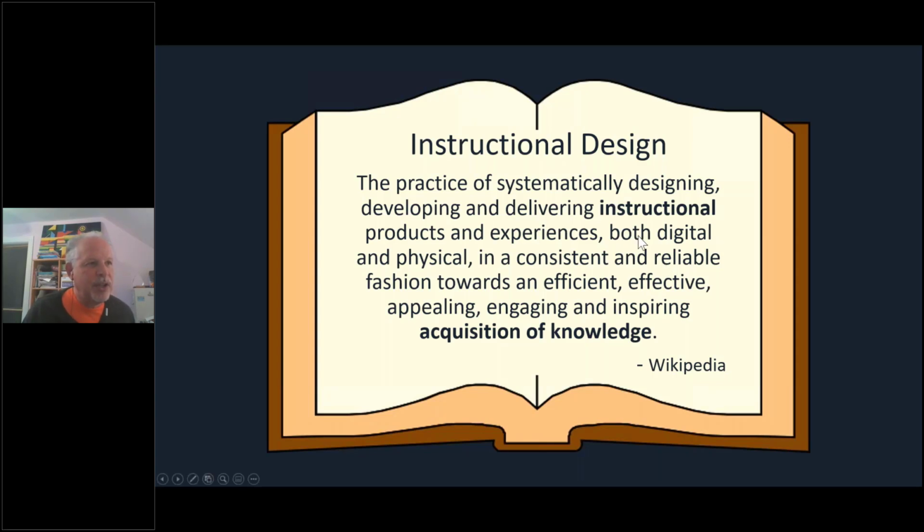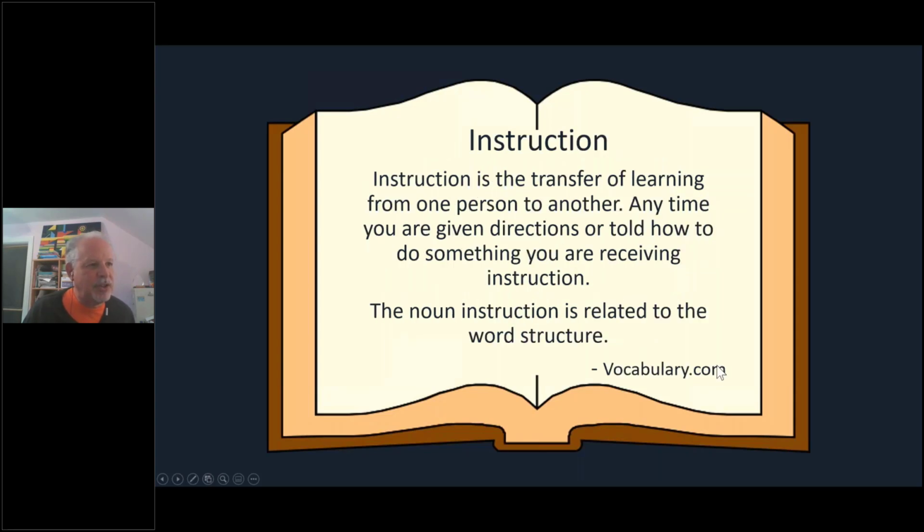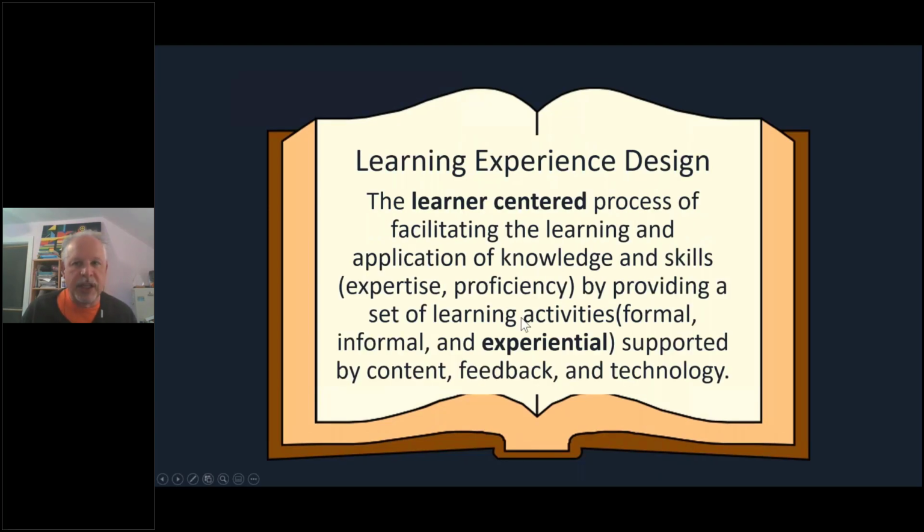Let's take a look at that word instruction. What does that mean? Here's a definition, and this was a pretty clear one. Instruction is the transfer of learning from one person to another. Anytime you're given directions or told how to do something, you are receiving instruction. It comes from the noun instruction, which is related to the word structure. We're structuring a learning environment, structuring a classroom environment. We're directing how things should go in a pretty well-defined way. Especially in e-learning, we tend to be very specific. In a sense, you can think of it as doing it to people, as Jay Cross would say, as opposed to creating the opportunity for them to learn. It's creating the conditions for learning.